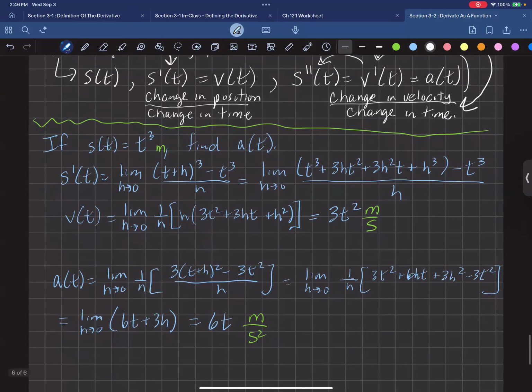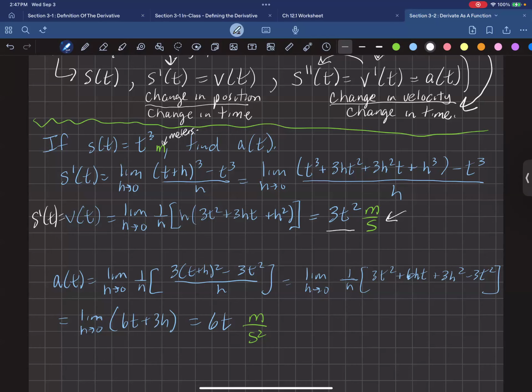As an example, let's say we have a position function of t cubed meters. The m is for meters. We're going to find the acceleration function. If the position function is t cubed, find the acceleration function. We have to use the limit rules, and we take it twice. So you get s prime of t equals our velocity. The derivative of t cubed is 3t squared, in meters per second because it's a velocity, whereas this was in meters up top.